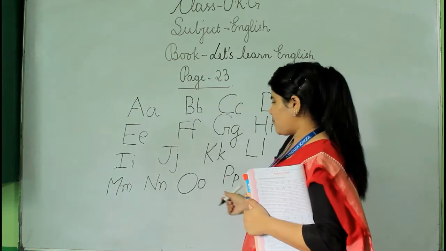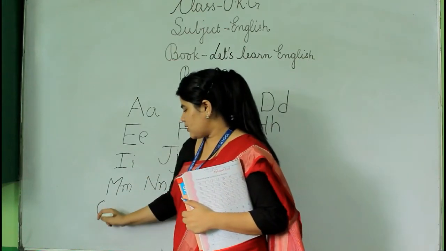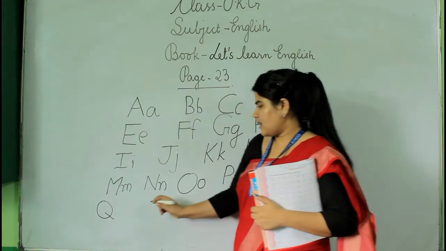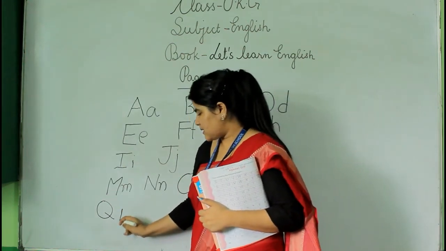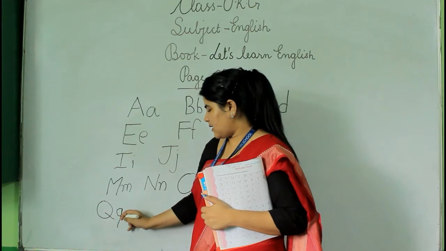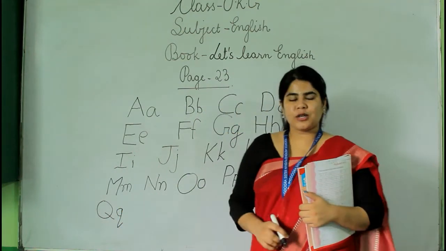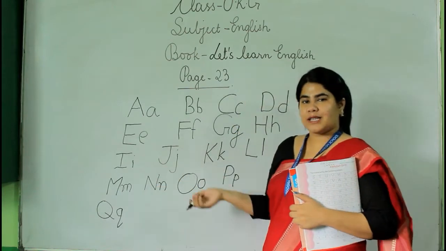Okay. Now P, then Q. Q, full circle and one small standing line. Okay. Now for small letter, standing line, circle, and here you will be making one standing line. Okay. Q is for queen, Q is for quill.